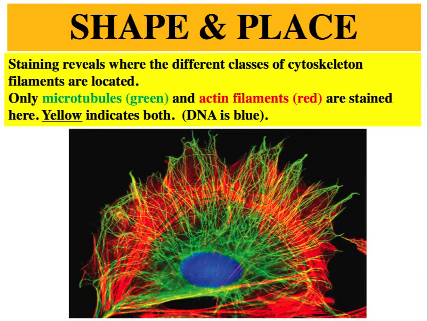This wonderful picture was generated when scientists labeled different types of cytoskeleton with different types of dyes. In this case, microtubules are labeled in green, and you'll notice how they are arranged in the cell, starting near the nucleus and radiating outwards. And then actin filaments are stained in red, and they are positioned around the periphery of the cell, mostly. And wherever the two overlap, because of the mixing of colors, the yellow areas indicate the presence of both. Intermediate filaments are not shown, but DNA is colored blue.